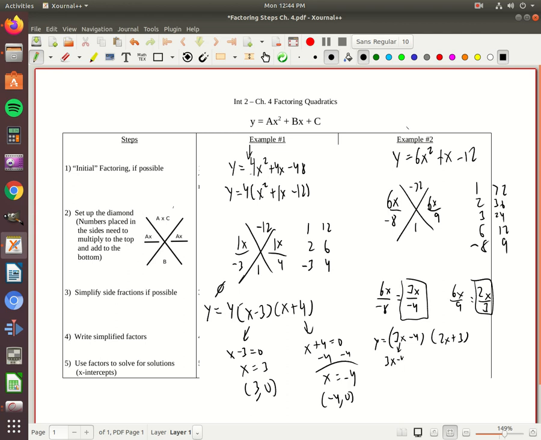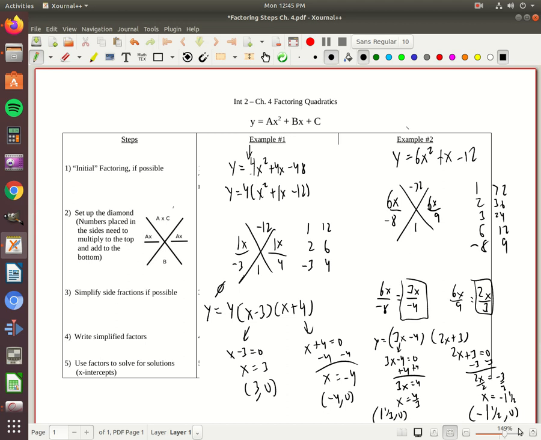I'm going to get 3x minus 4 equals 0. I'll add 4 to both sides. 3x is going to equal 4, or I'm going to get x equals 4 thirds, which is obviously 1 1/3. So 1 1/3, 0 is one of my x-intercepts. Over here, 2x plus 3 is equal to 0. I'll subtract 3. I get 2x equals negative 3. Divide by 2. I get x equals, obviously, negative 1.5, right? So I would expect to see negative 1.5, 0.